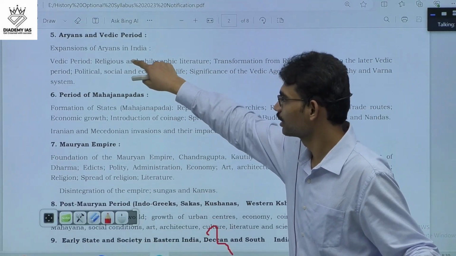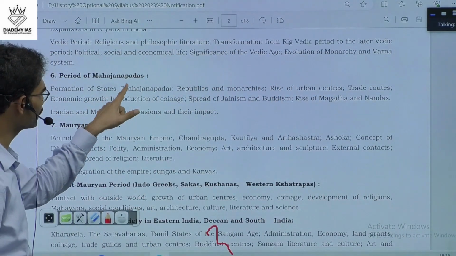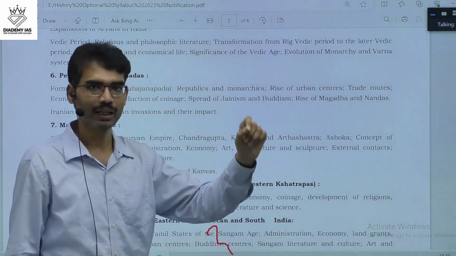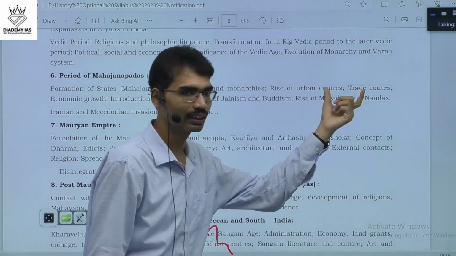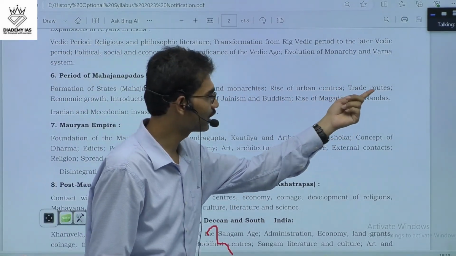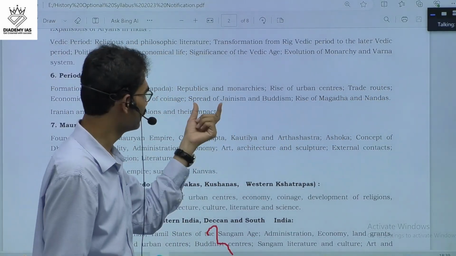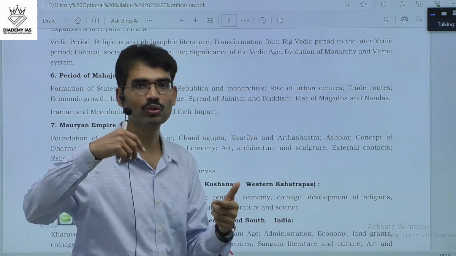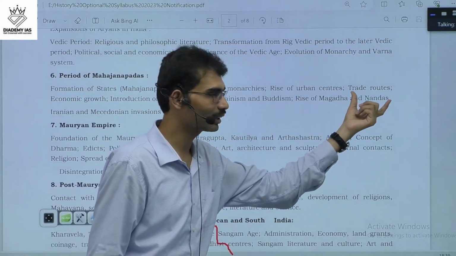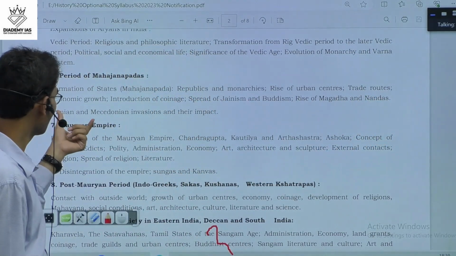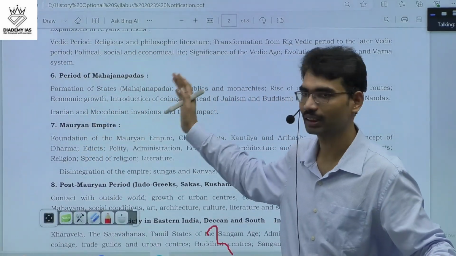Now after Aryans, period of Mahajanapadas. Then period of Mahajanapadas, formation of states, Mahajanapada, republics and monarchies, politico-administration, rise of urban center, urbanization, economic condition, trade routes, trade economy, economic growth, introduction of coinage, spread of Jainism and Buddhism. Now new religions, art and culture, new religions are emerging, those will come. Rise of Magadha and Nandas, political conquest, Iranian and Macedonian invasions and their impact. Again, politics of different kind.